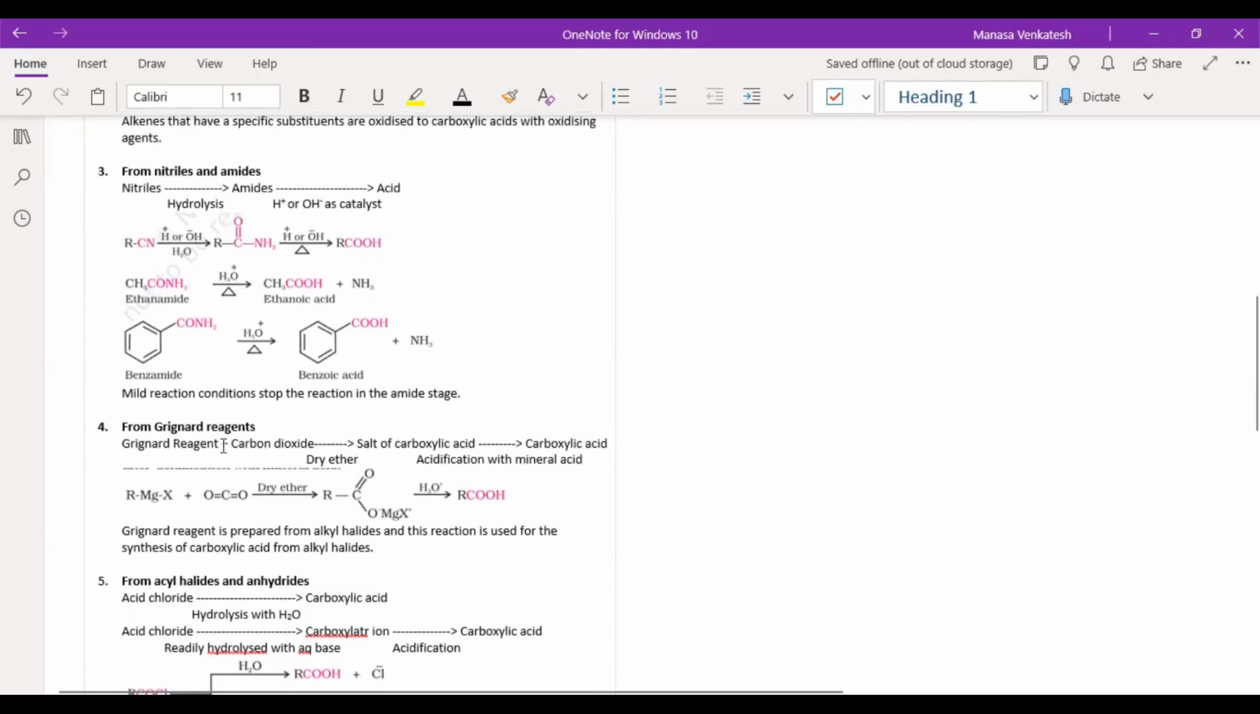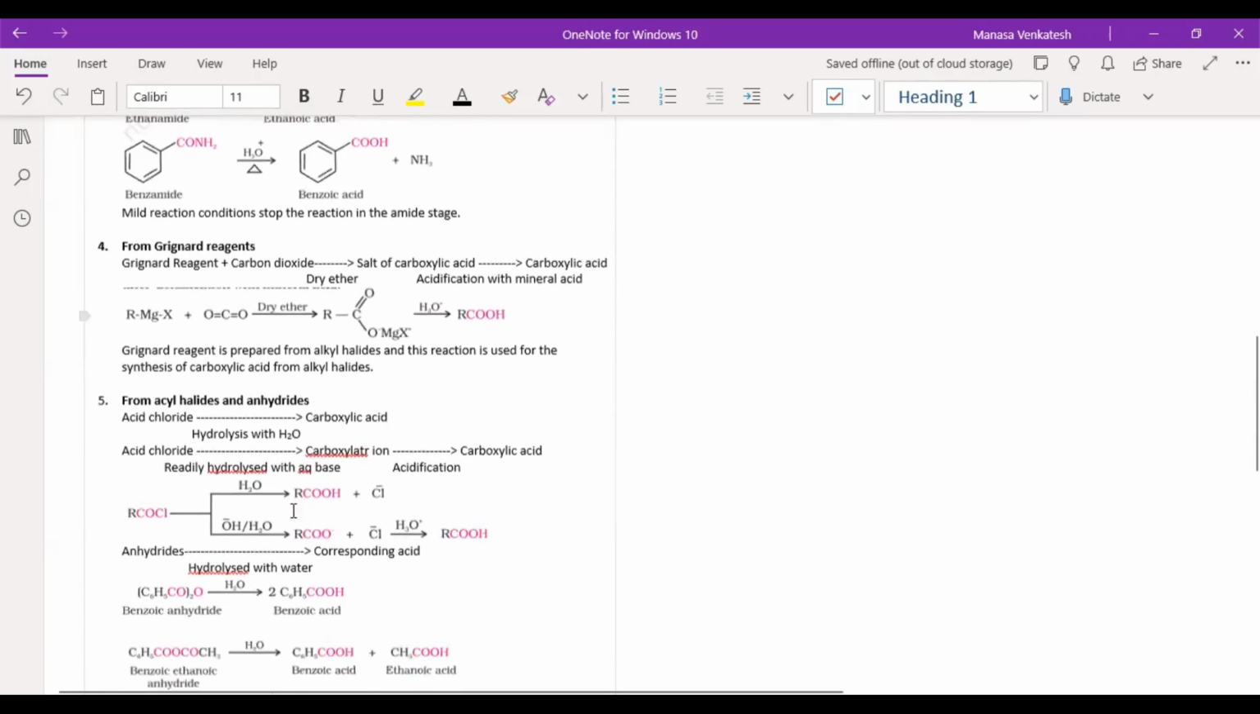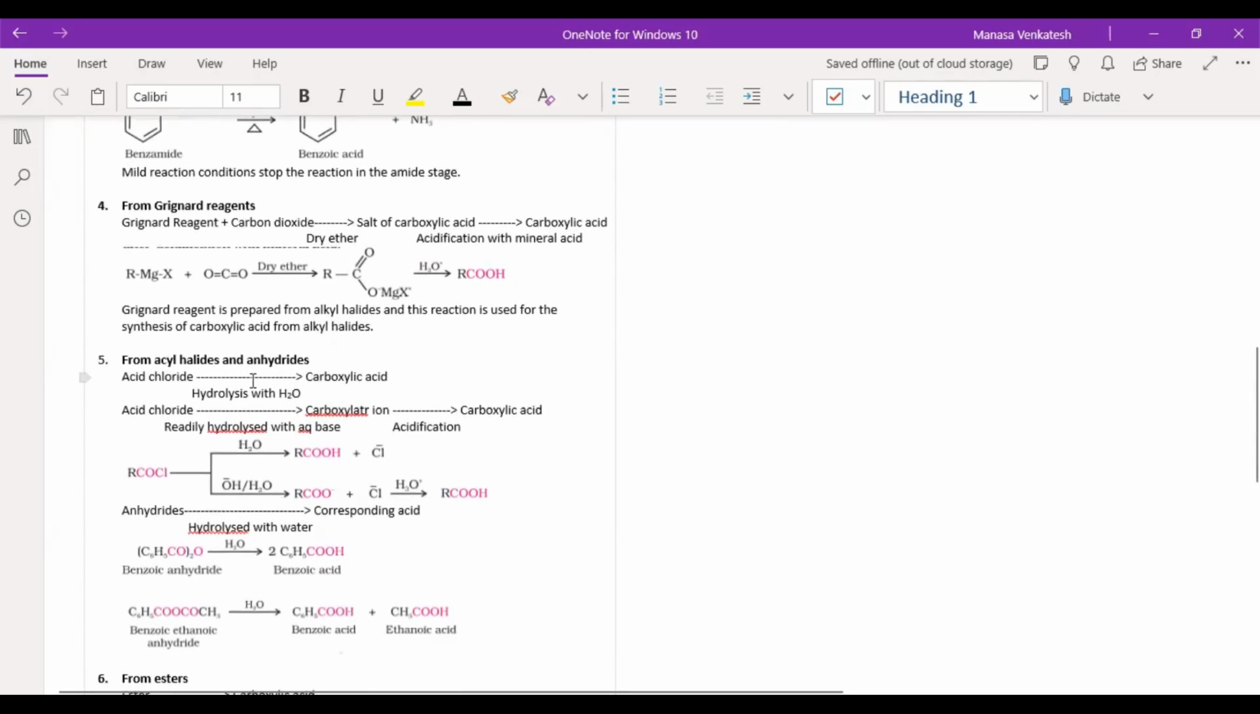Next is from Grignard's reagent. So Grignard reagent is reacting with carbon dioxide in the presence of dry ether to give us the salt of carboxylic acid. And this on acidification with mineral acid gives us carboxylic acid. So it's undergoing an acidification reaction. Here, Grignard reagent is prepared from alkyl halides, and this is used for the synthesis of an acid from an alkyl halide.